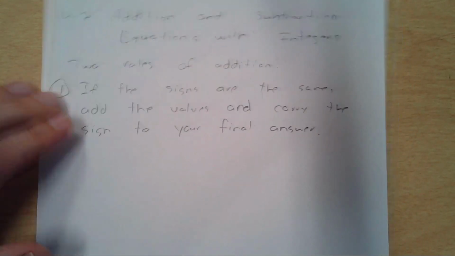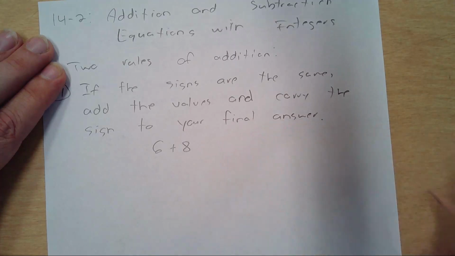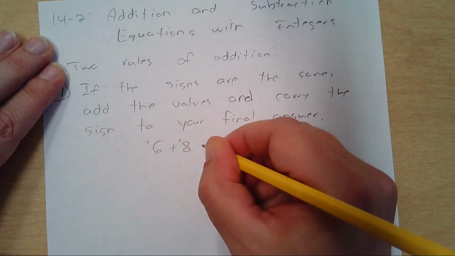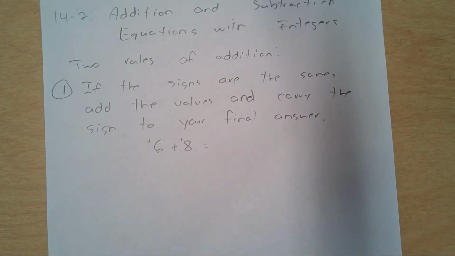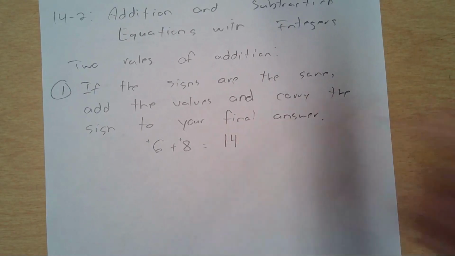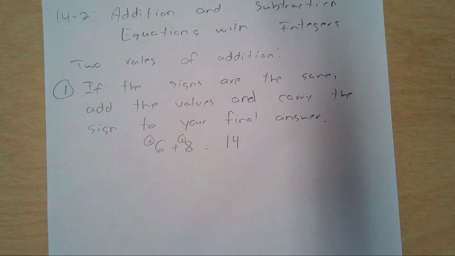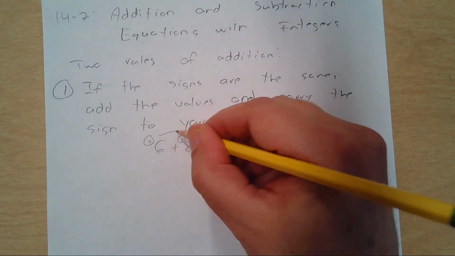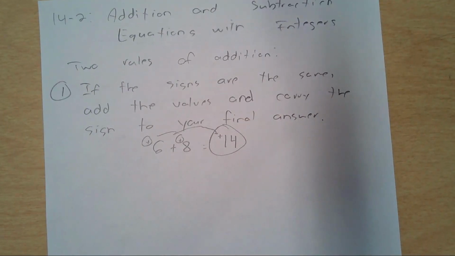So what am I saying here? If I got 2 values, let's say 6 plus 8. I should be able to look at this problem and realize both of the signs are the same. I'm adding a positive to a positive. Signs are the same, so what do I do? I add the values together. 6 plus 8 is 14, and then I carry the sign. When I say carry the sign, I'm saying whatever the sign is, these 2 things carry over. My answer is a positive 14.